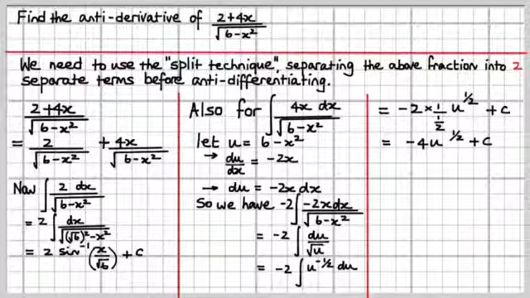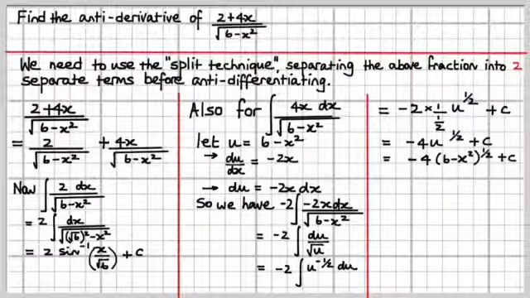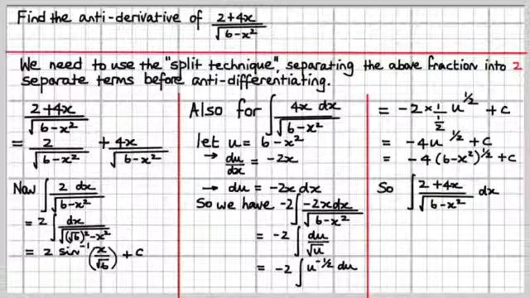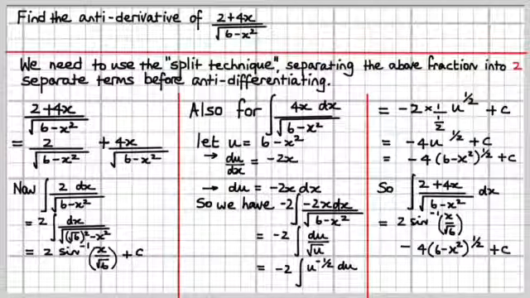and we've done it, guys. We've cracked the code by separating this beast into two separate harmless little toothless tigers, which we've anti-differentiated separately. And here comes our answer for the second one after we've substituted back for u, and there is the answer coming. There. See? The split technique rocks, guys.